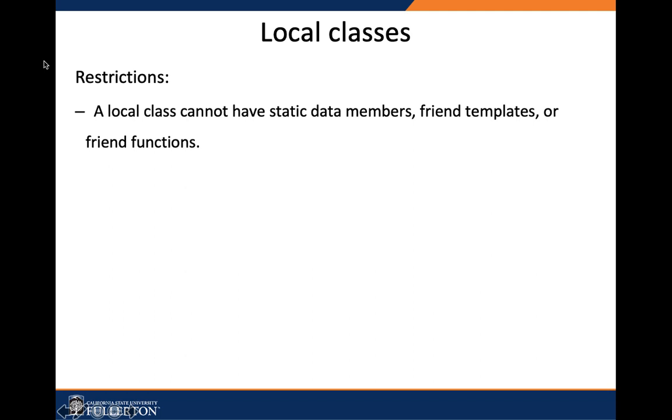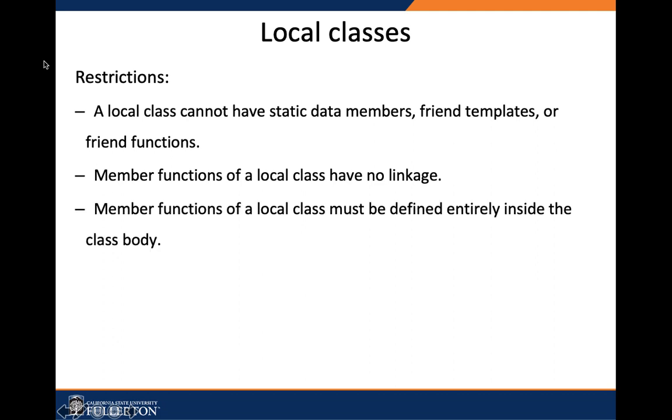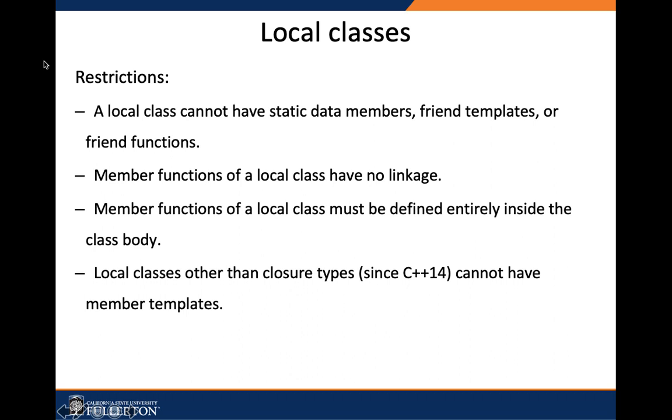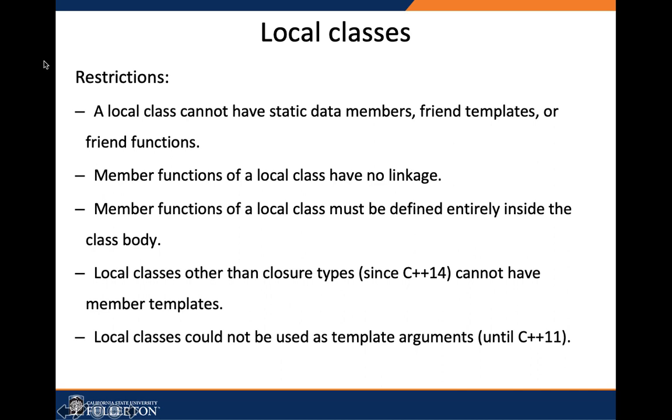A local class cannot have static data members, friend templates, or friend functions. The member functions of a local class have no linkage. The member functions of a local class must be defined entirely inside the class body. The local classes other than the closure types, which are seen in C++14, cannot have member templates. The local classes cannot be used as template arguments until C++11.